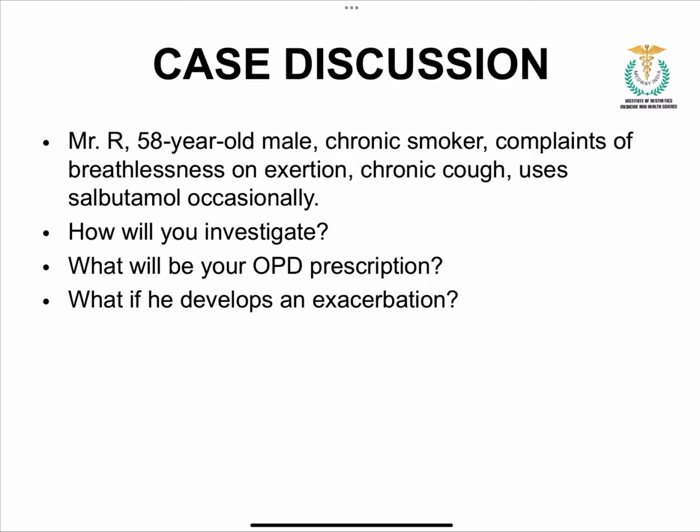And the follow up advice you can give is to continue the maintenance inhaler, annual vaccinations, pulmonary rehabilitation referral, then teach the patient early warning signs and breathing exercises, then reassess the spirometry in 6 months. So these are the follow-up advice you can give. This is a brief, small case discussion, so that you get an idea of what to do.